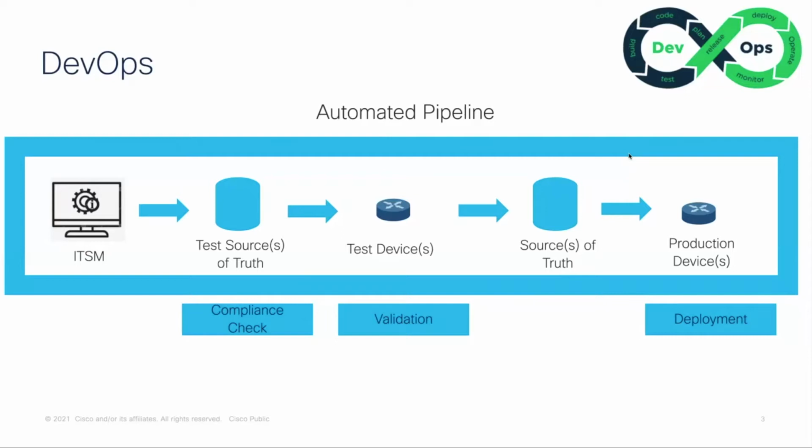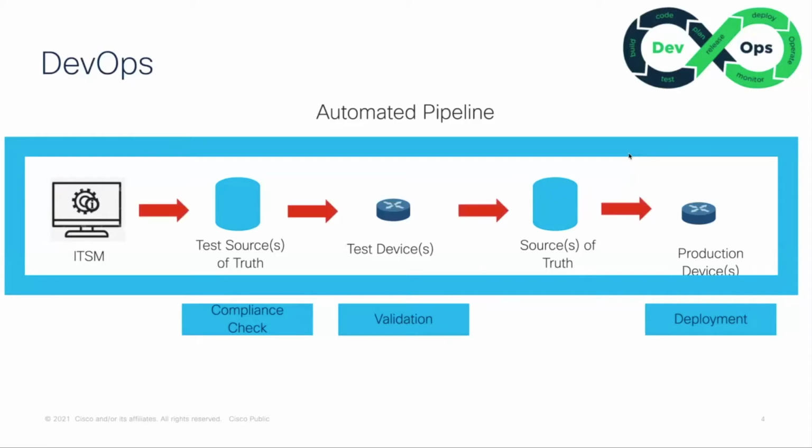It could be the same one as the test, just another column or whatnot. It's a database. And maybe we kick off a new action. And that action is to go ahead and just make it happen. It passed everything else. We're going to push that to the production device. And now the production device has the intent that was put into the ITSM.